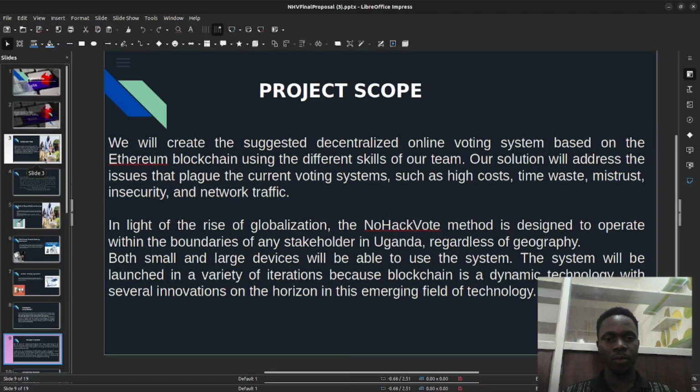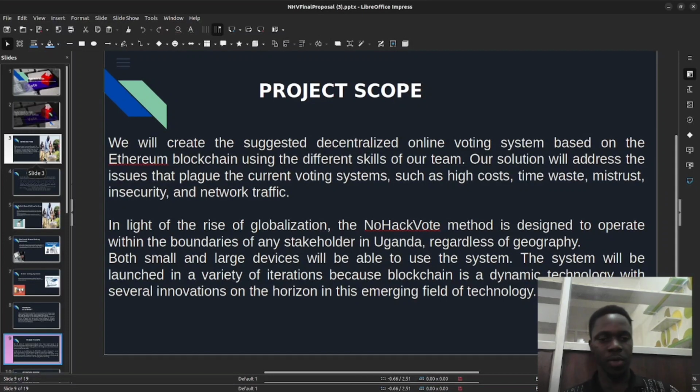I'm going to also talk about the project scope. We will create the suggested decentralized online voting system based on Ethereum blockchain using the different skills of our team. Ethereum is a public blockchain network which we are going to be using in this project. Our solution will address the issues that plague the current voting systems, such as high costs, time wasting, mistrust, insecurity, and network traffic.